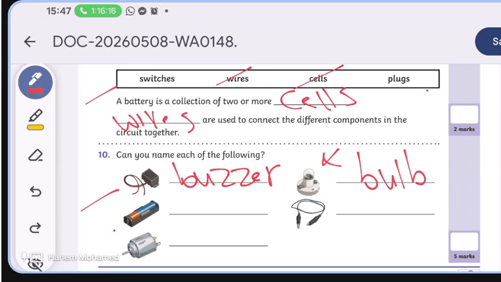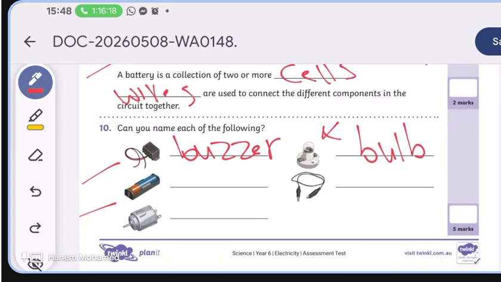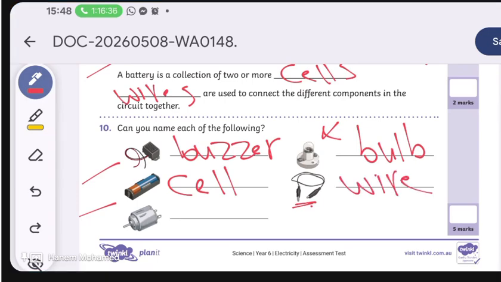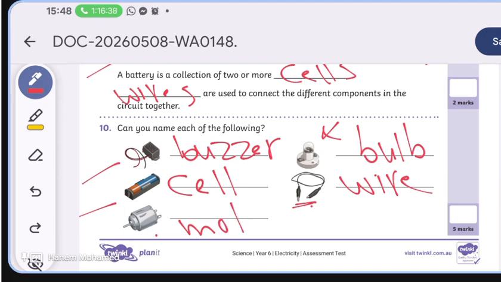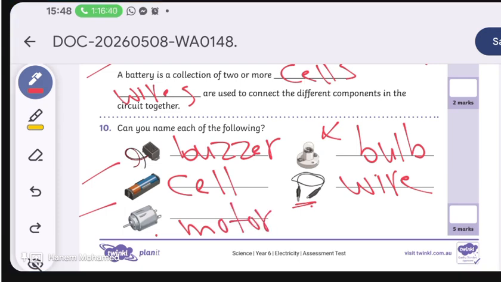What about this, Hijaida? Are we supposed to say battery or cell? We're supposed to say cell because it's only one. What about this one? This is wire. And the last one? Motor. It's of course a motor.